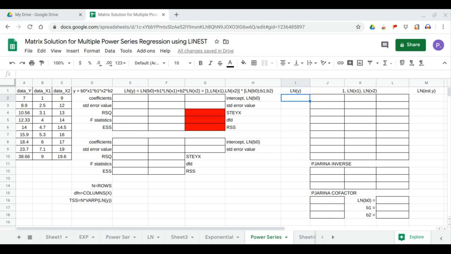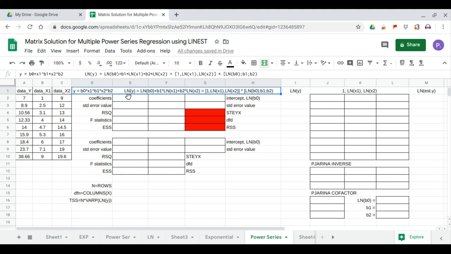In this video, we will show matrix solution for multiple power series regression using LINEST. Here we have a dataset with two independent variables, so we consider this as multiple. And we will use the power series solution, which is in the form of y equals b0 times x1 to the power b1 times x2 to the power b2.